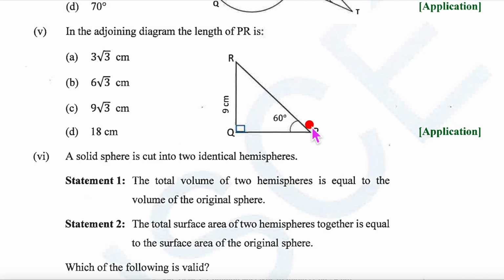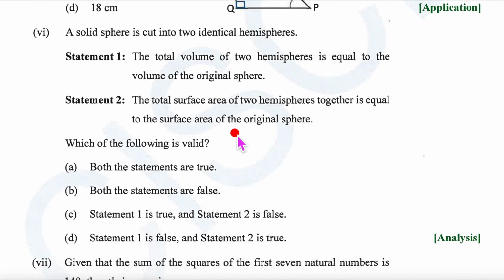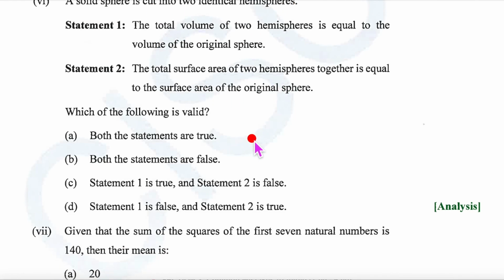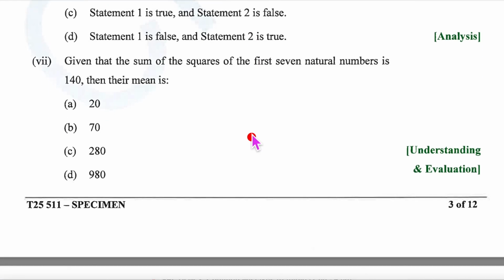PR and PQ has been given as 9. So how do you link 60 degrees with PR? It is sine 60. So sine 60, which is root 3 upon 2, will be equal to 9 upon PR. We can go ahead with that. Now this is going to take some time, so you'll have to allot a little more time for this. So let's skip this. Let's look at the next one.